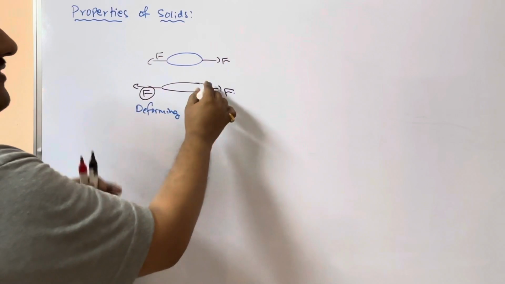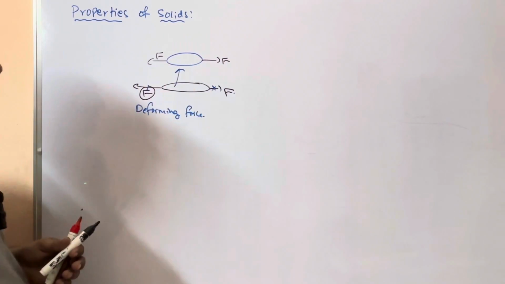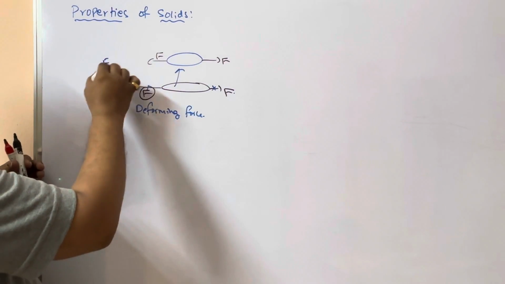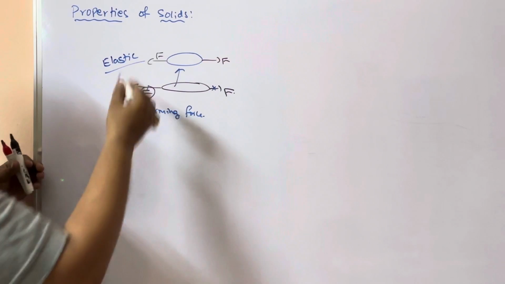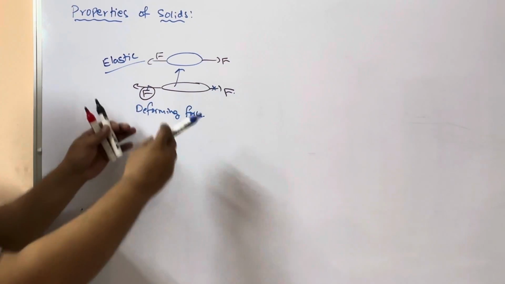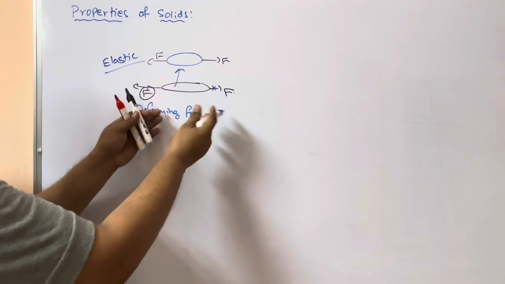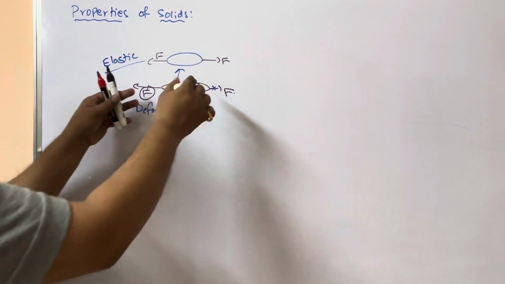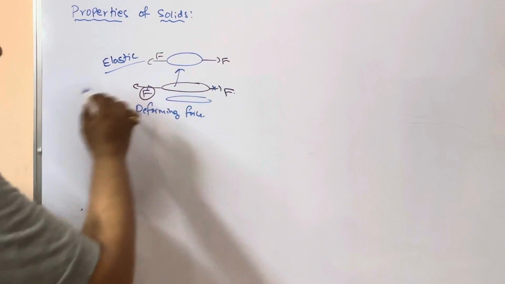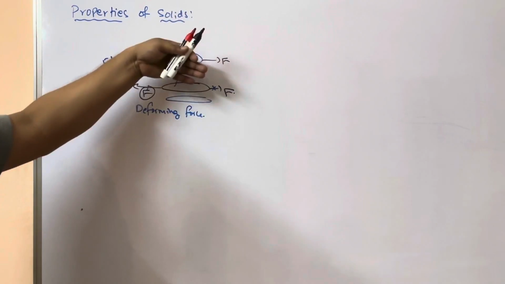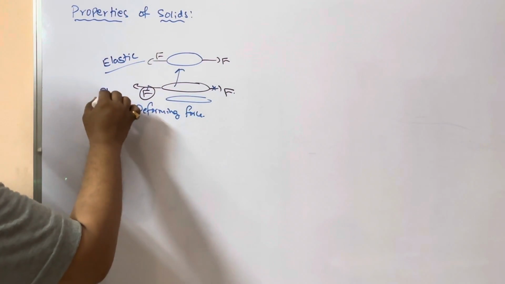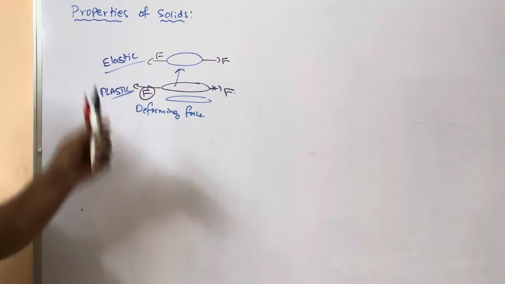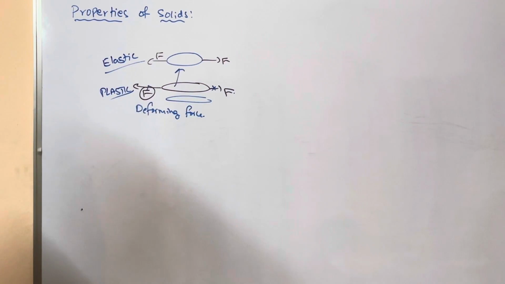Whenever you remove this deforming force, if it regains its original size and shape, it has elastic property. That is what we call elasticity. Whenever the deforming force is removed, and the object regains its original size and shape, it has elastic property. After removal of the force, if the object is not going to regain its original size and shape, that is called a plastic body. So, elastic, plastic. We'll discuss more about elastic nature.